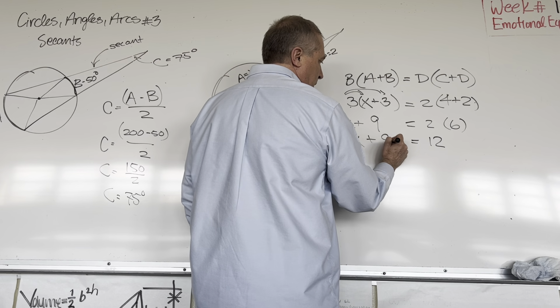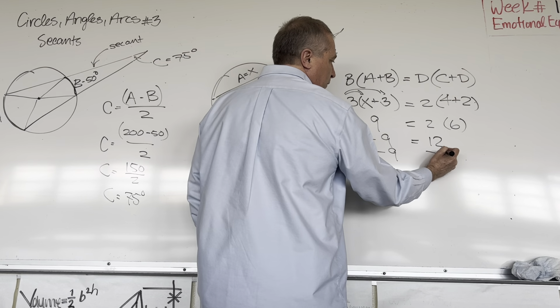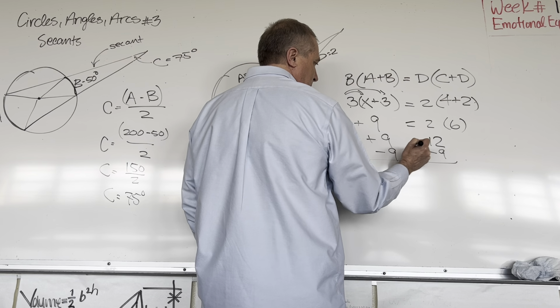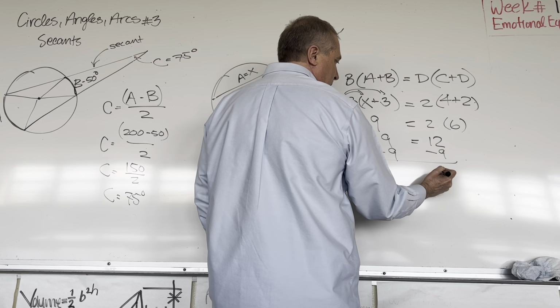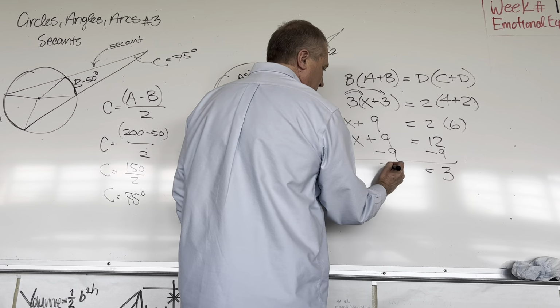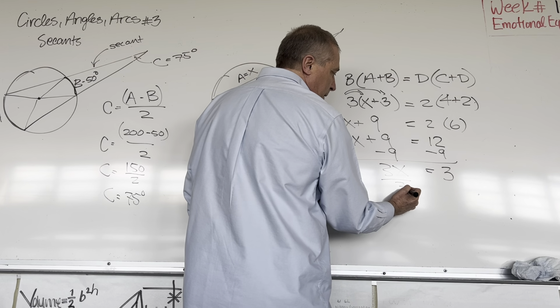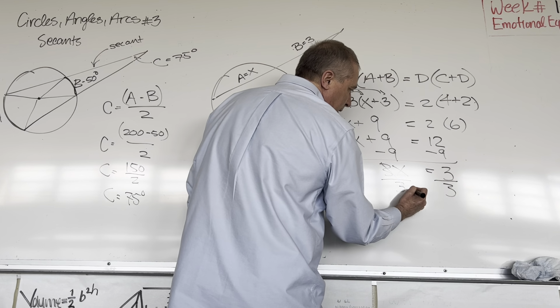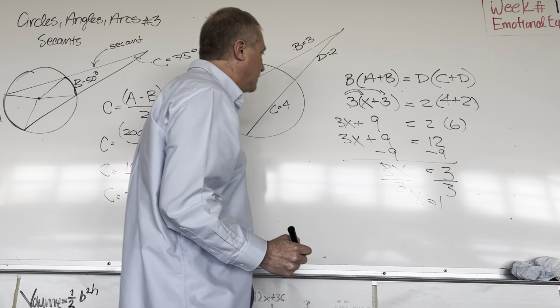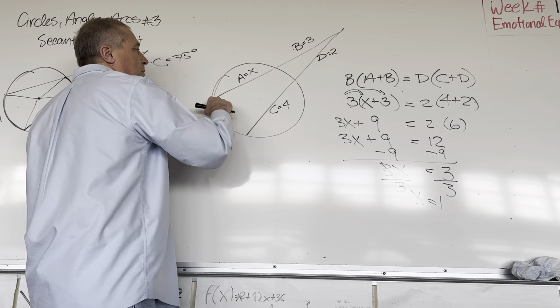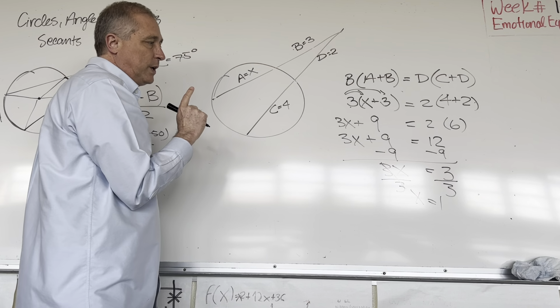3x plus 9 is 12. Subtract the 9 from both sides. Gone. And 12 minus 9 is 3. So 3x equals 3. Divide both sides by 3, and x equals 1. So the length of this piece up here would be 1 long. 1 unit.